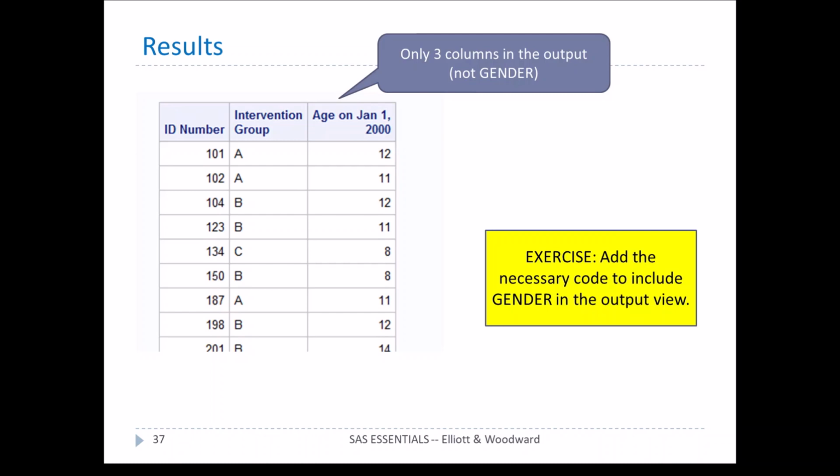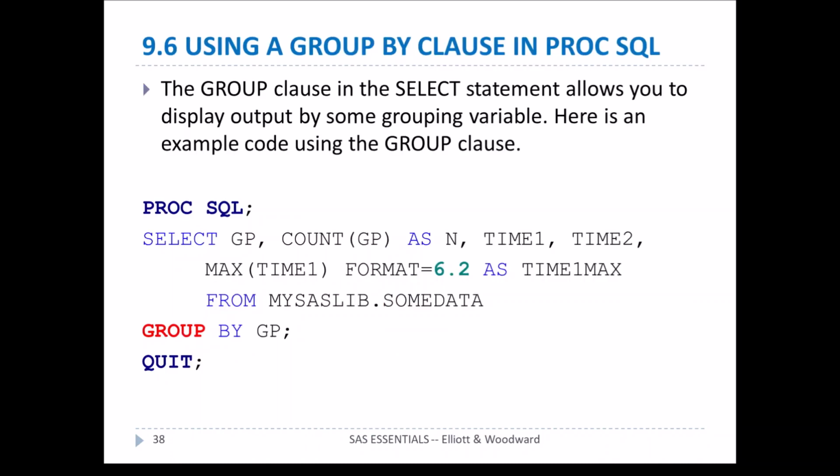Now, an exercise would be to add the necessary code to include gender in the output view. Very simple, just add the word gender, comma gender, in the select statement, and it will then appear. Okay, let's look at section 9.6, using a group by clause in PROC SQL. The group clause in the select statement allows you to display output by some grouping variable. So here's an example of code using the group clause.